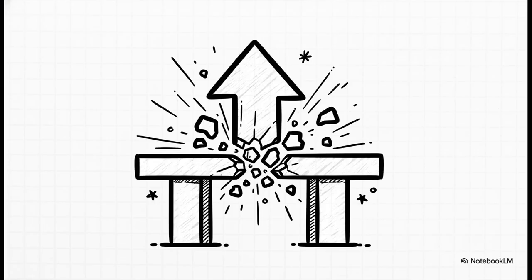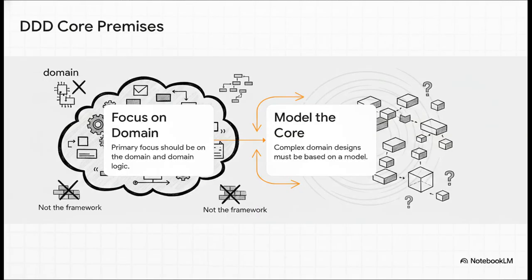Well, Evans introduces the definitive solution for this, and it's built upon 2 non-negotiable rules. Here they are. Number 1, for most software projects, your primary focus absolutely must be on the domain and the domain logic, not the framework, not the database, the domain itself. And number 2, complex domain designs must be based on a model. You see, domain-driven design isn't just some new coding pattern, it's a whole different way of thinking. It's aimed specifically at accelerating projects that deal with really complicated, real-world domains.